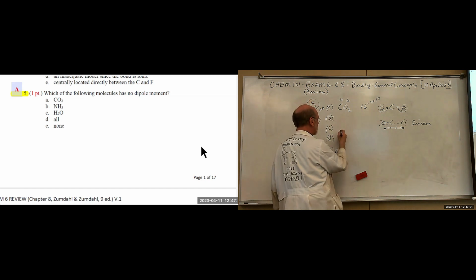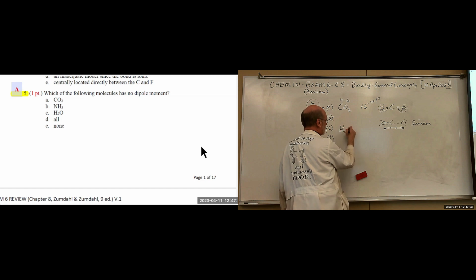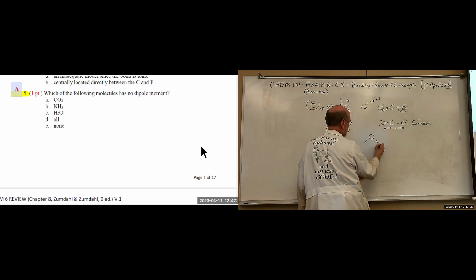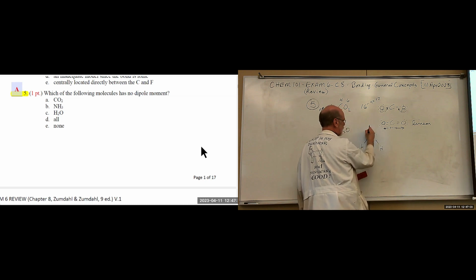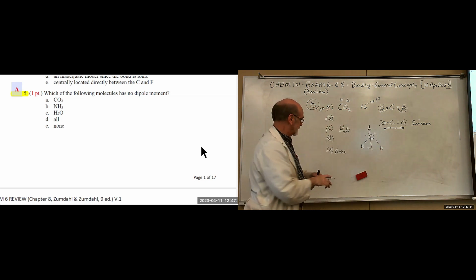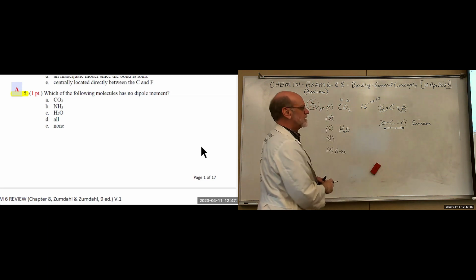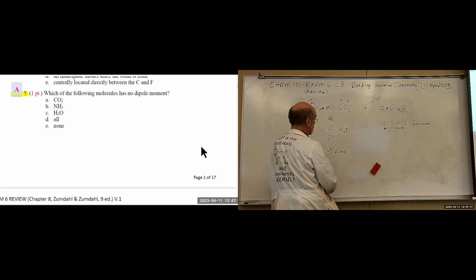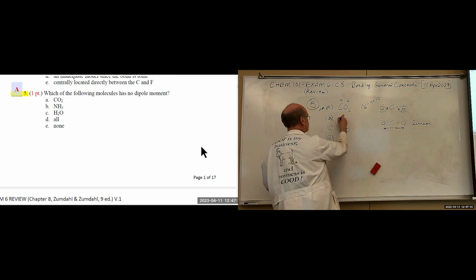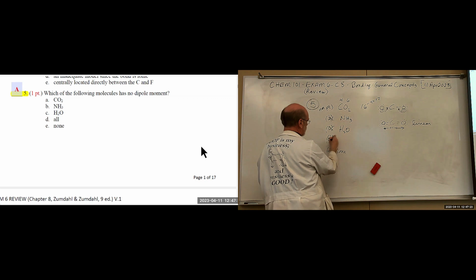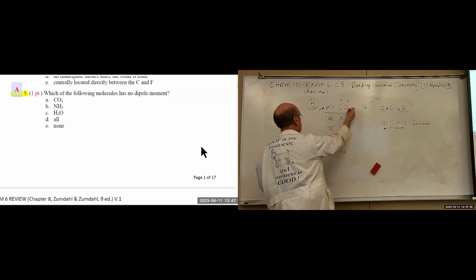And then water, we've done water so many times before. It'll be like this, with a dipole moment like that. And then D, oh, is also. So I guess we did have to do all of them, right? So neither one of those is true. This one is the answer.